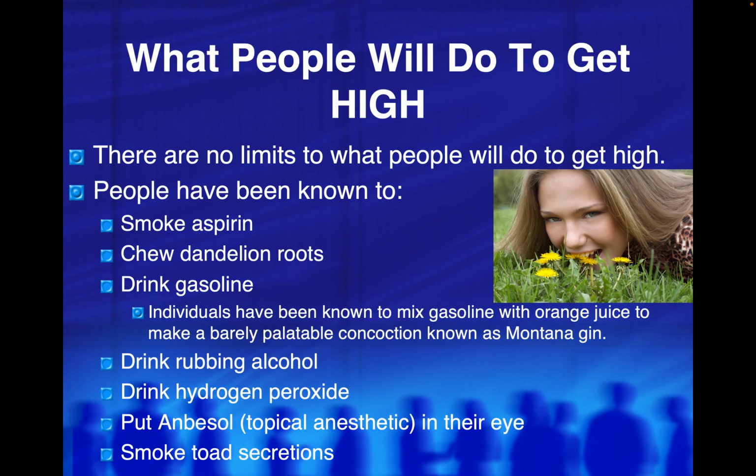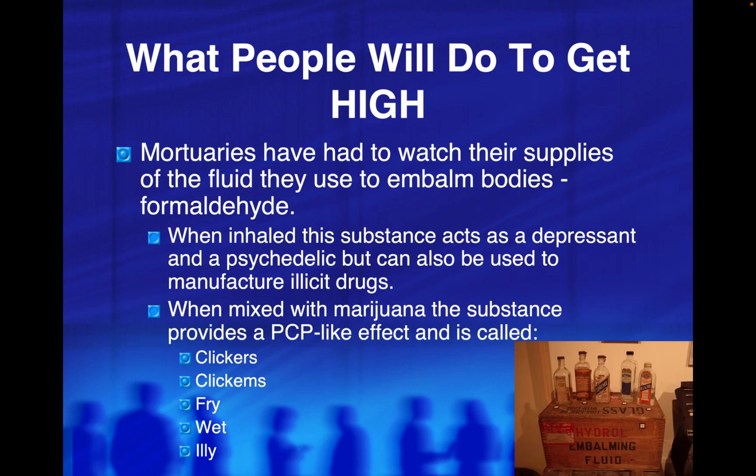There are no limits to what people will do to get high. People have been known to smoke aspirin, to chew dandelion roots, to drink gasoline. Individuals have been known to mix gasoline with orange juice to make a barely palatable concoction known as Montana gin. Drinking rubbing alcohol, drinking hydrogen peroxide, putting Anbesol, which is a topical anesthetic, in their eye, smoking toad secretions, and eating dandelions, obviously.